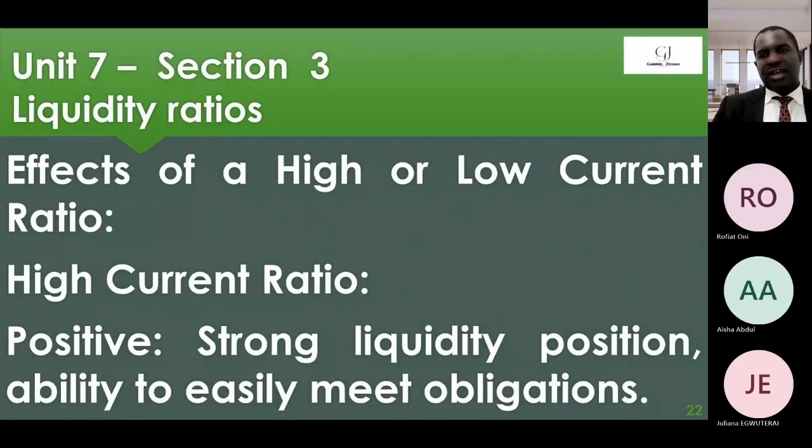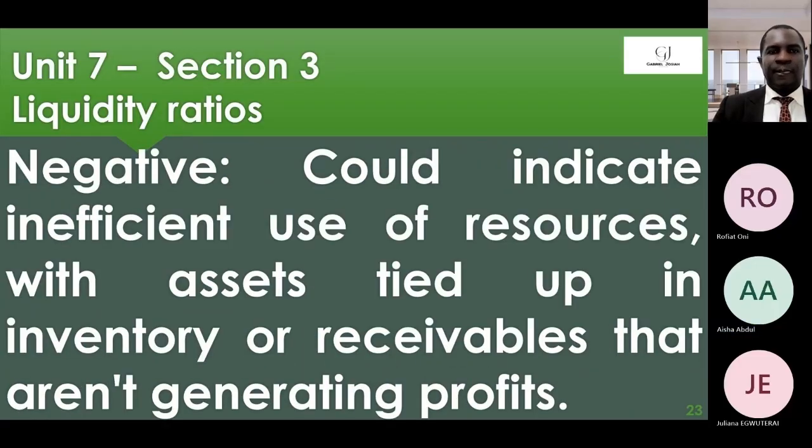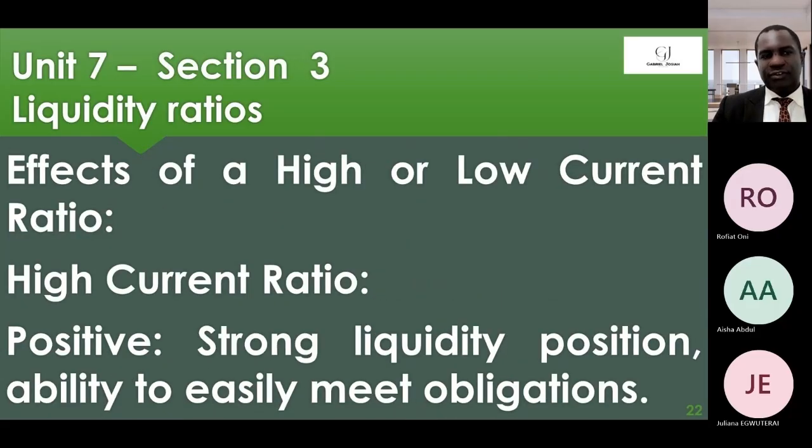Now, what are the effects of a high or a low one? So the effect of a high current ratio is a strong liquidity position and the ability to easily meet obligations. While negatively, it could indicate inefficient use of resources, with assets tied up in inventory or receivables that are not generating profits. So the high current ratio, the positive reason is you have a strong liquidity position to meet your obligations.